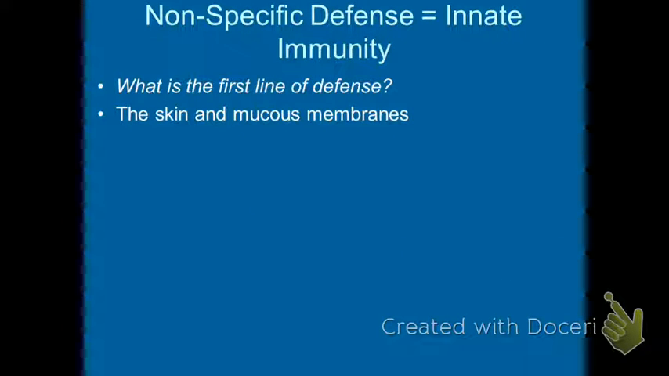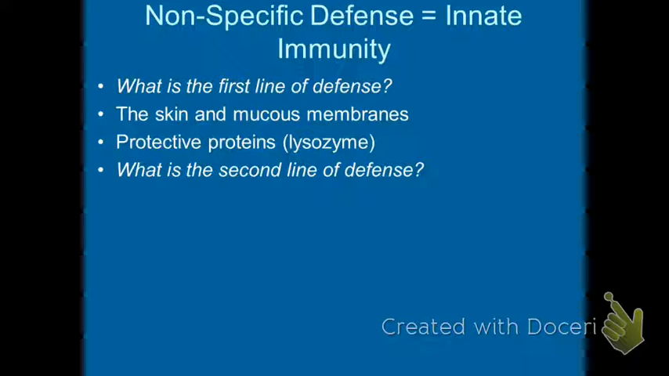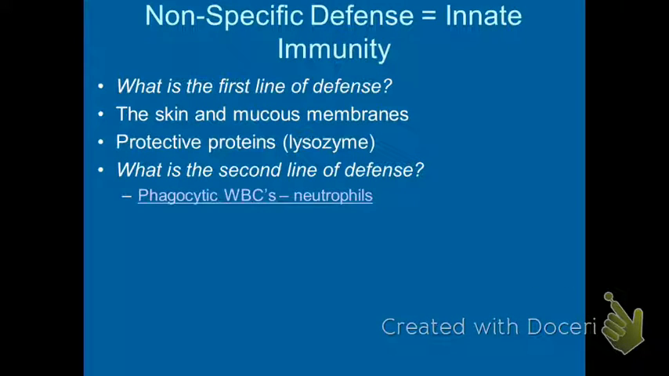Okay, so the first line of defense, once again, is barriers. There are various different protective proteins. For example, lysozyme is produced in your tears, which helps to digest bacteria and things like that that you get in your eyes. All right, second line of defense. The second line of defense is going to have a variety of different kinds of cells.